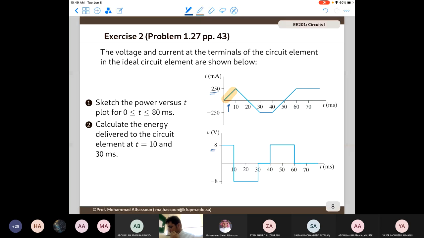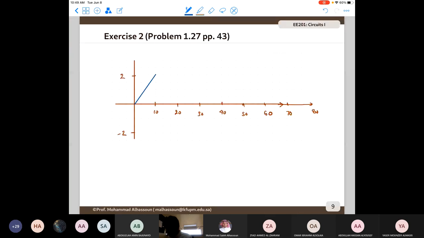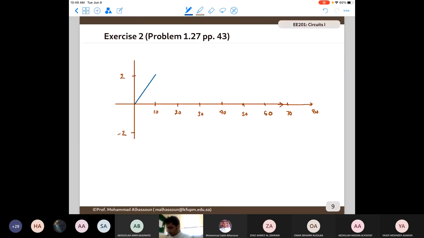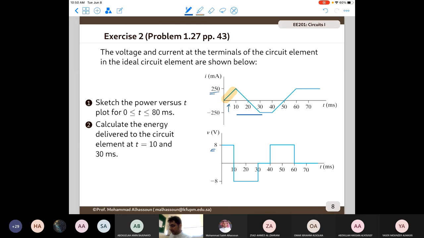Now, let's continue this plot. So let's go to the second interval, which is from 10 to 30. Omar? Yes, we're going to multiply the lowest, which is minus 250, by 8, which is going to run from 2 to negative 2. The first thing you will see is that the sign will flip. So at t equals 10, the voltage will change polarity from positive to negative. This will cause this abrupt change here. Then everything will actually be the negative of the current here.